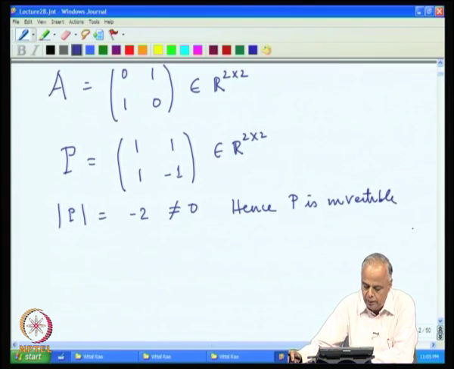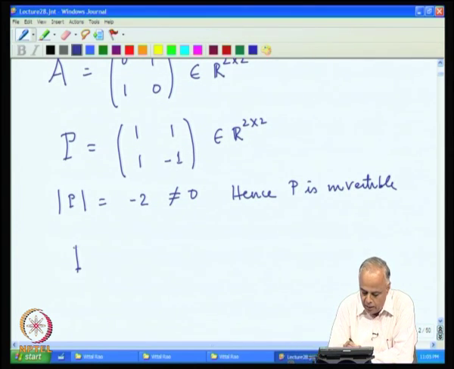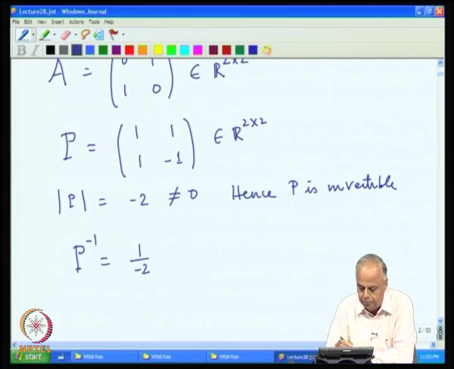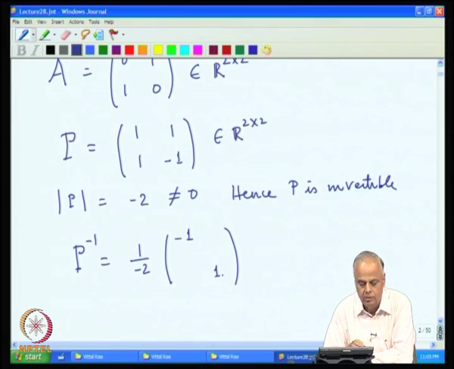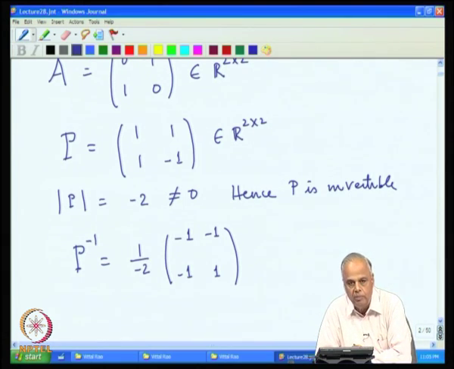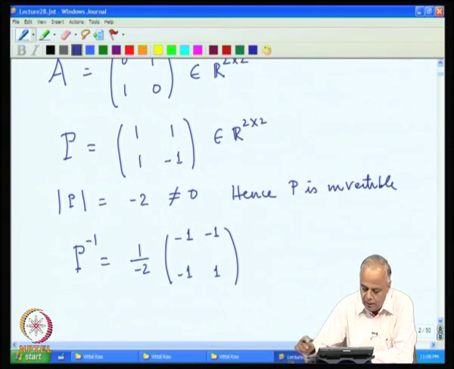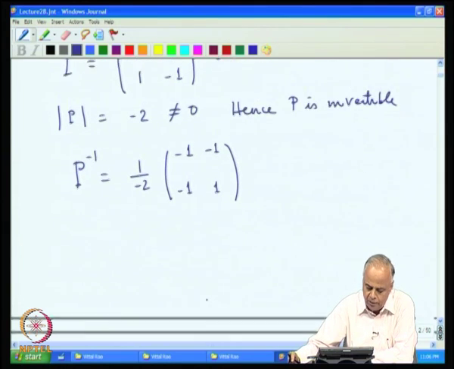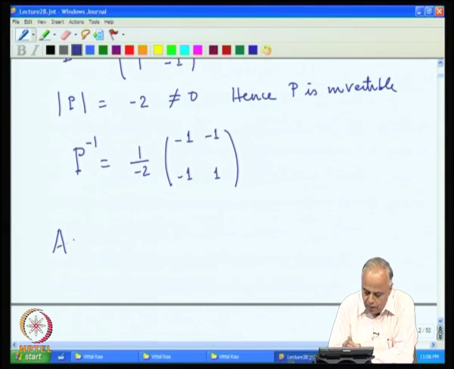And for 2 by 2 matrices, the inverse is easy to find. The inverse is 1 over the determinant, interchange the diagonals and then change the sign of the off diagonals. So, this is the matrix P inverse, and let us calculate A P.